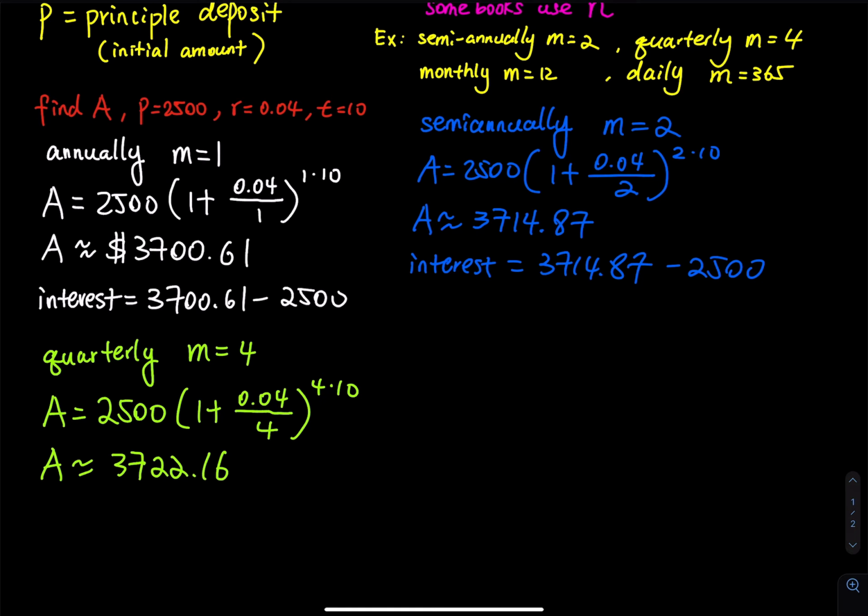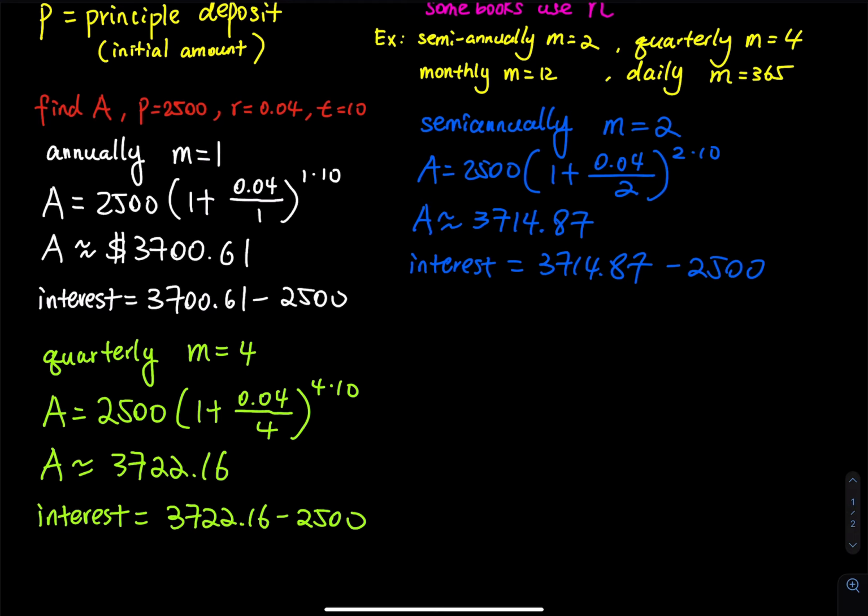And then what's the interest equal to? So the interest is equals to final minus initial, so 3722.16 minus 2500. So that is the interest you earn in the past 10 years.